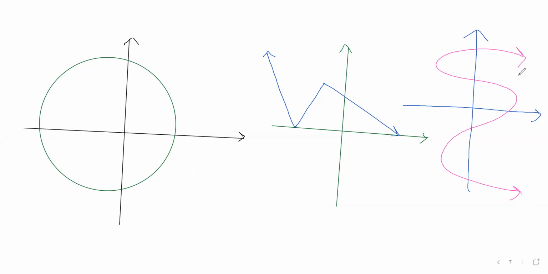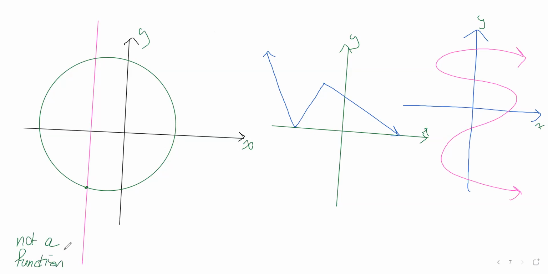Okay, let's start with the first one. Is it a function? No, because just take the vertical line. It's enough if you show me one vertical line. This vertical line intersects my graph at more than one point, therefore it's not a function.